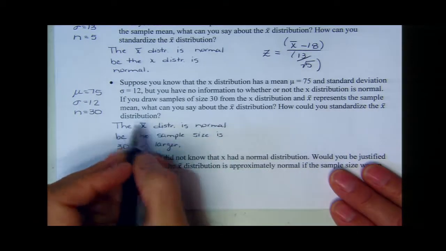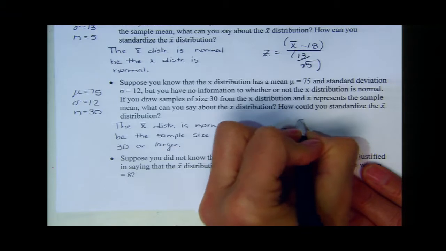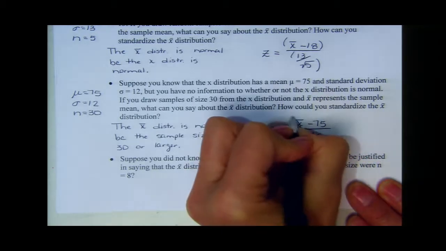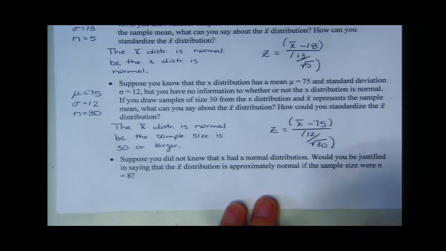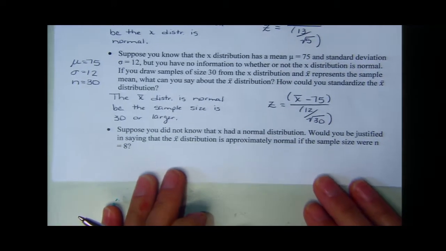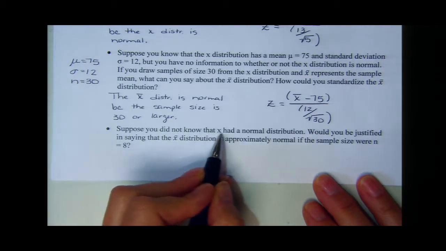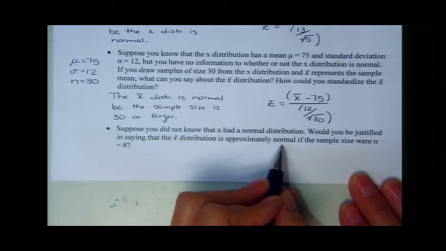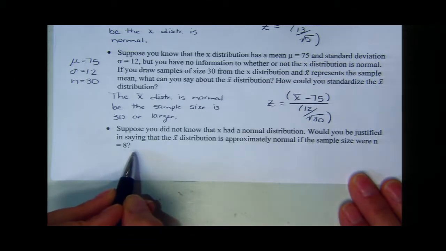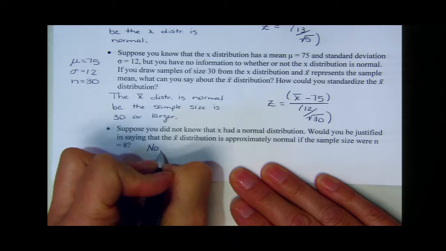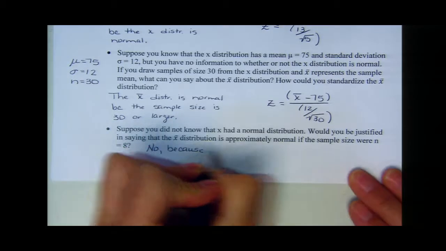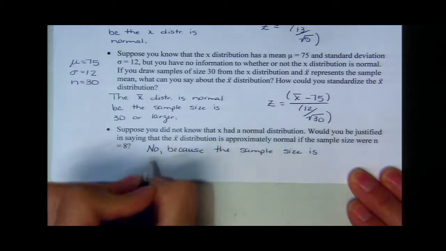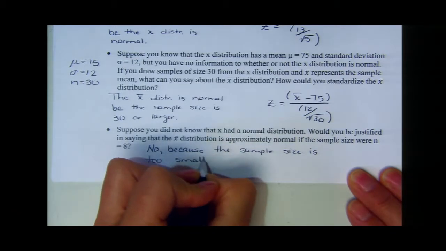How could you standardize the X bar distribution? So again, that would be X bar minus mu, which is 75, divided by sigma, divided by the square root of n. So it would look like that. And then lastly on this page, suppose you do not know that X had a normal distribution. Would you be justified in saying that the X bar distribution is approximately normal if the sample size were n equals 8? And the answer to that would be no, because the sample size is too small.